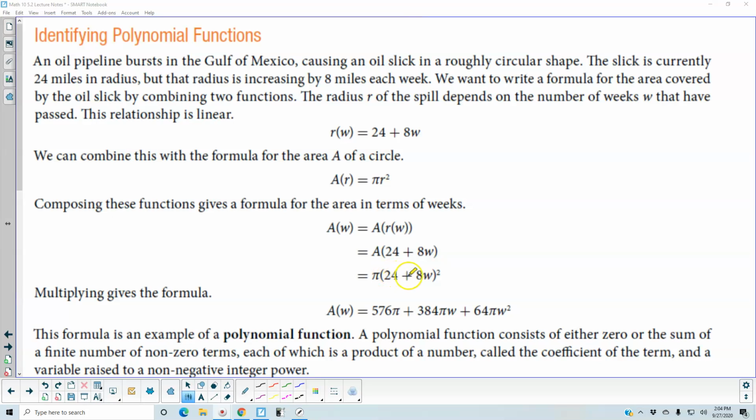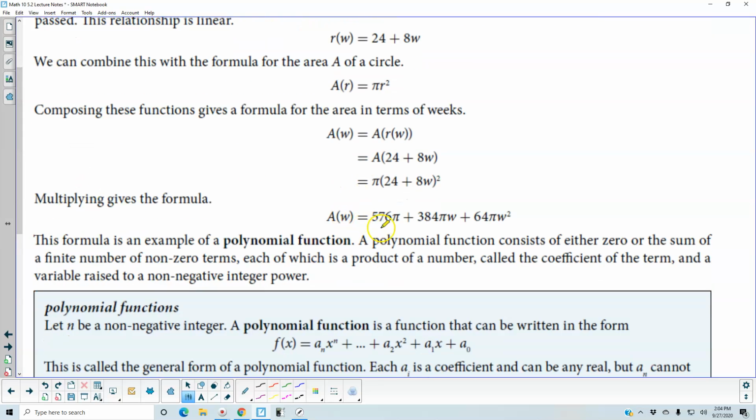Now if we multiply this all out, so if we multiply (24 plus 8w) squared and then distribute the pi, we end up getting A of w is equal to 576 pi plus 384 pi w plus 64 pi w squared. This formula is an example of a polynomial function.